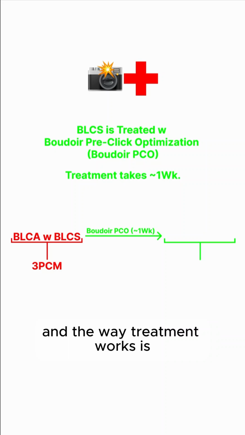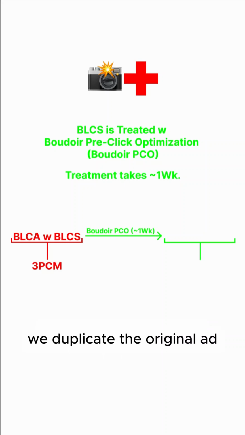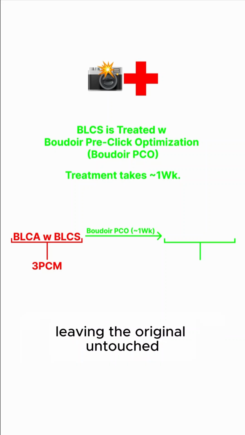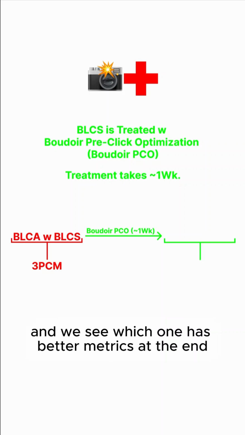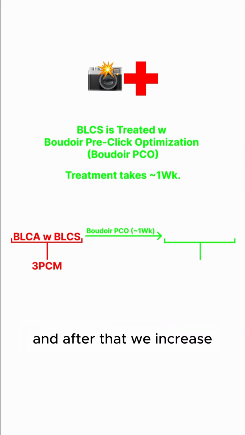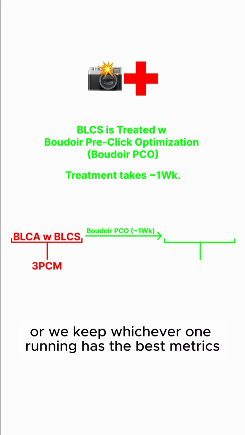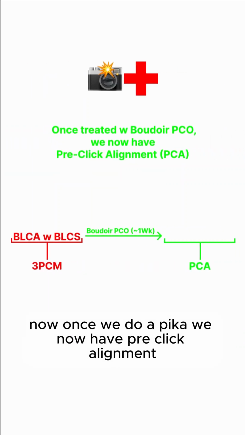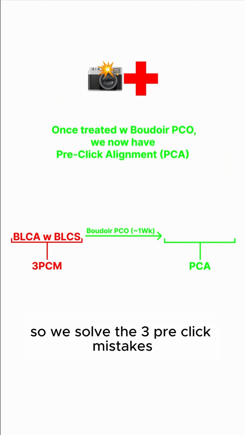The way treatment works is we duplicate the original ad and leave the original ad as it is. We apply the Boudoir Pico treatment to the duplicated ad, leaving the original untouched. And we run them both in parallel and see which one has better metrics at the end. On average, it takes about a week. After that, we increase or keep running whichever one has the best metrics. Now, once treated with Boudoir Pico, we have pre-click alignment. So we solve the 3 pre-click mistakes.